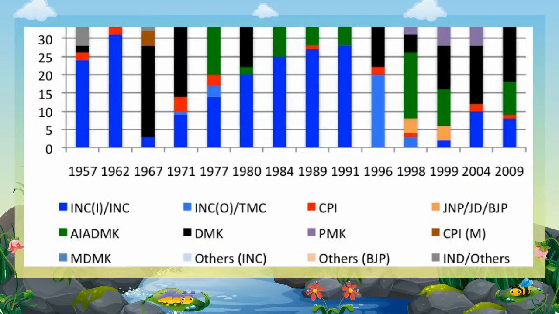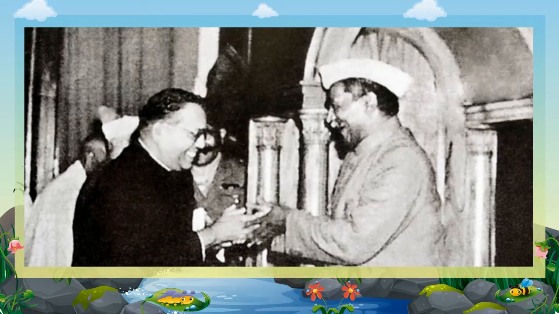The candidates are elected in the territorial constituencies. There are 543 territorial constituencies. 2 members from the Anglo-Indian community are nominated to the lower house by the President.